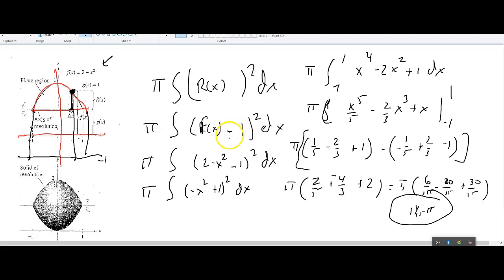So ultimately, the way this is going to work is you don't even have to think about it. That's the part that's frightening. As long as you're going around a line, for example, in this case, y equals 1, you're just going to do whatever the function is, minus whatever you're rotating around, squared. So in general, it's going to look like this.